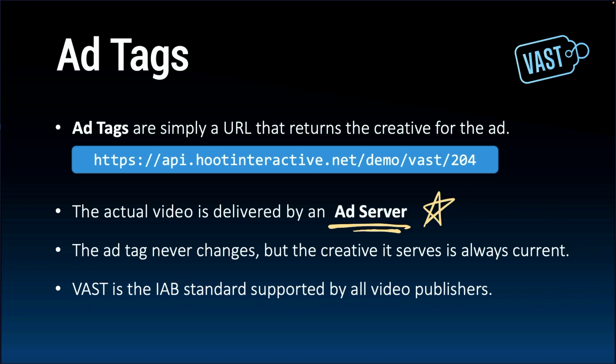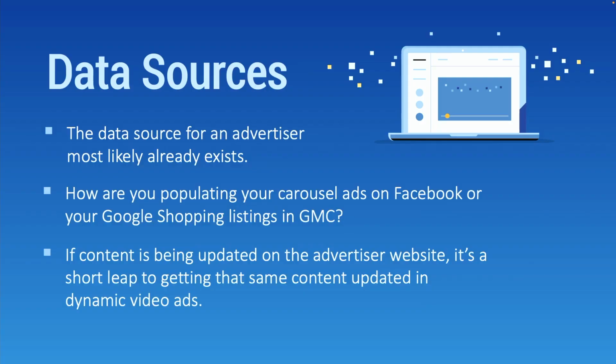One last bullet point I have here that I should mention, and that's VAST, V-A-S-T. If you hear the word VAST, a VAST tag is the IAB standard for ad tags in video formats. It's what every video publisher supports. They don't support anything but that. So in the world of video, VAST tag and ad tag are synonymous. We're talking about the same thing. Okay, let's move on to data sources.